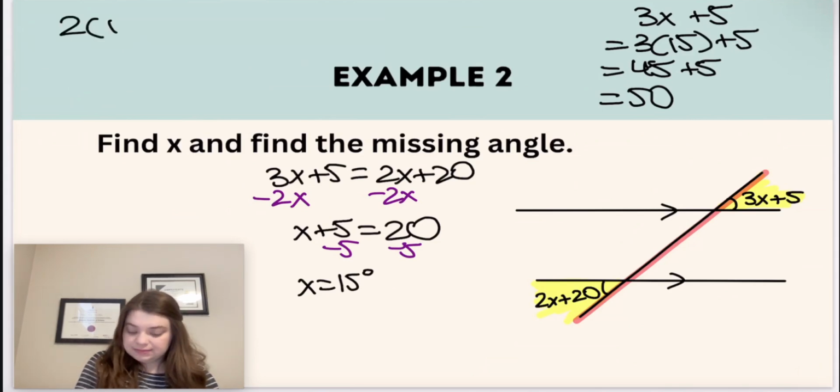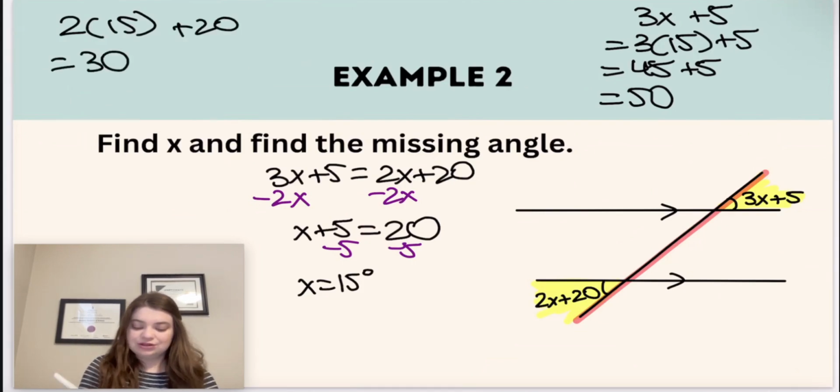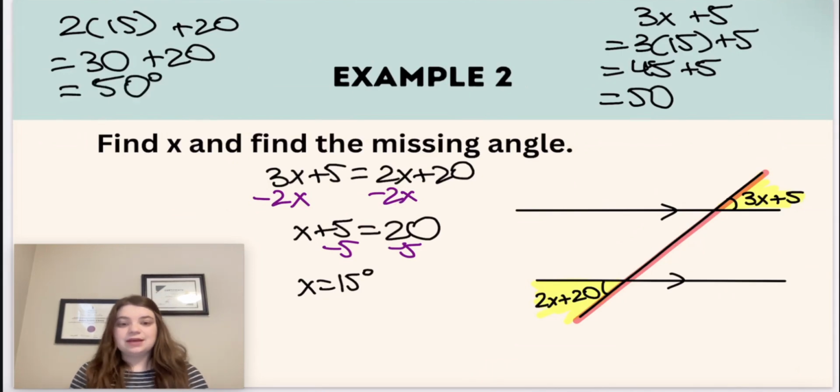So 2 times 15 plus 20 is equal to, well, 2 times 15 is 30, so 30 plus 20, which is also equal to 50. And so we can see that either way that we do it, we're going to get the same answer. We're going to get 50 degrees, which is exactly what we want, because the goal is to get the same number for both, since these are alternate exterior angles where there's parallel lines with the transversal.